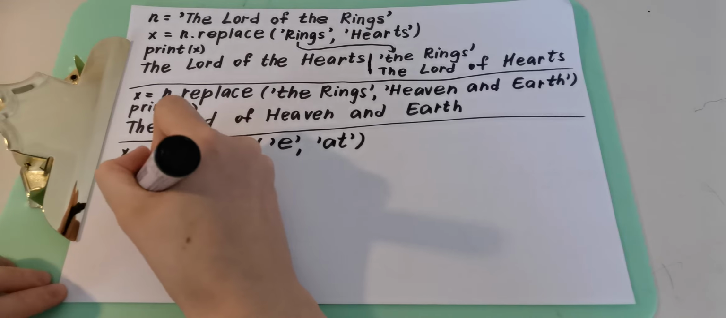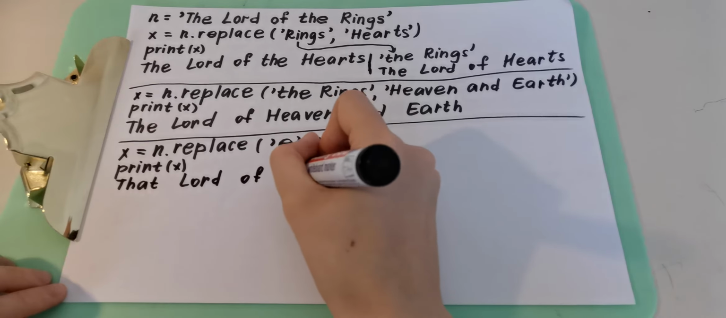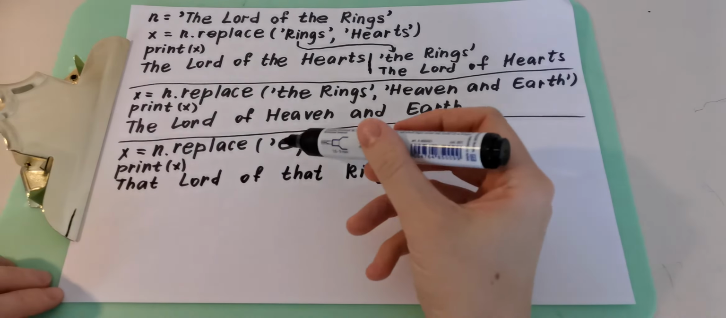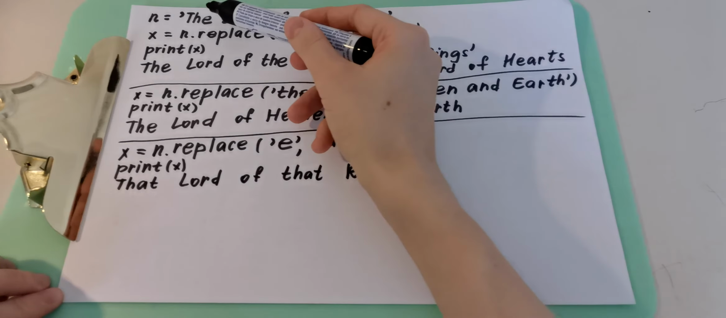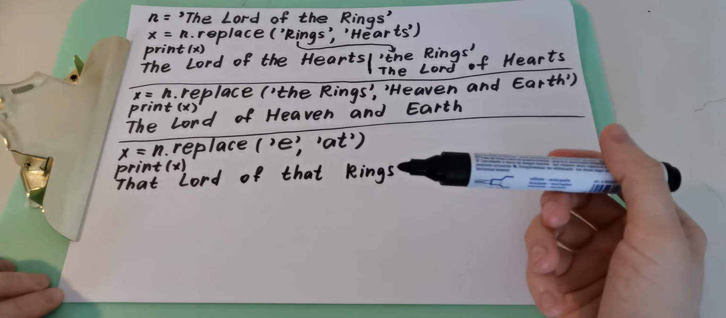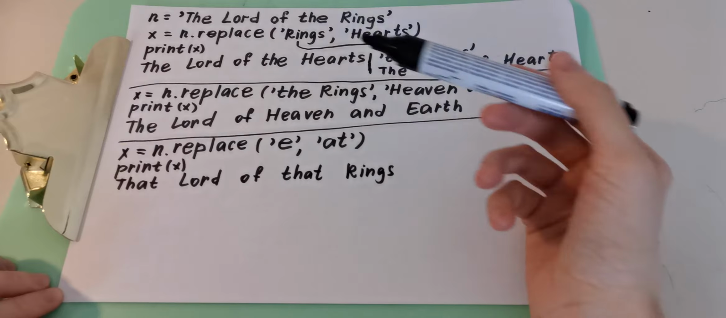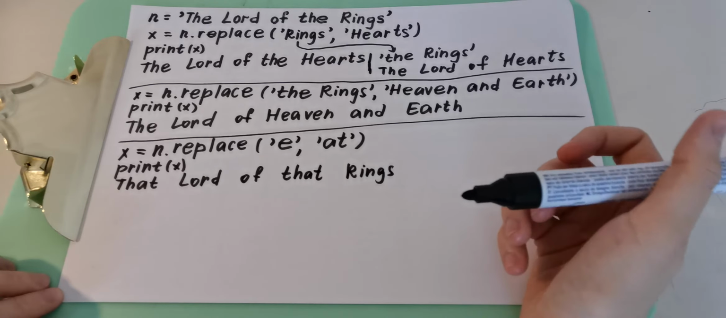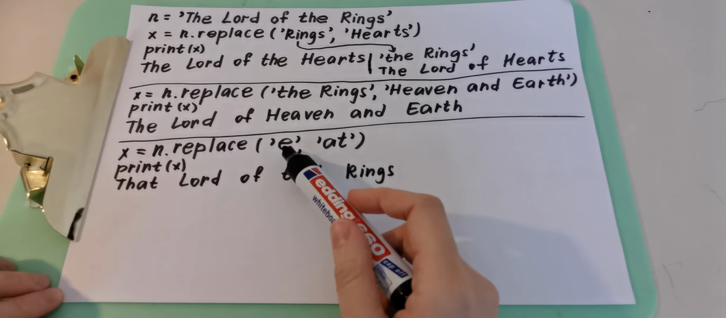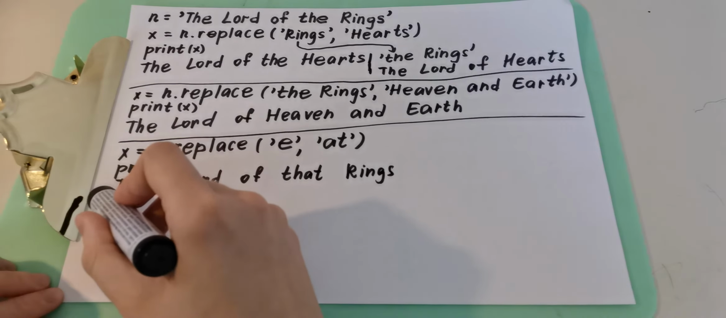That Lord of that rings. So Python searches all the letters E in my string. Here is E and here is E and replaces all the letters E by AT. If you want to replace just one letter E, okay, so cut a piece of the string and replace there. But if we write so, two parameters, first parameter, second parameter, Python is looking for all the E's in the string and replaces all the E's by AT.